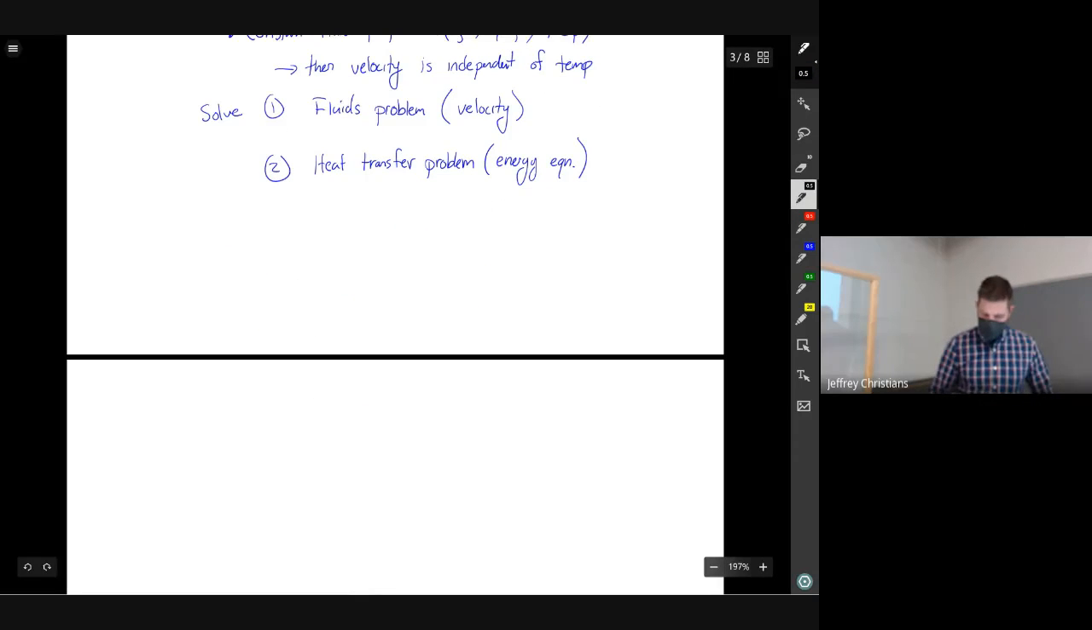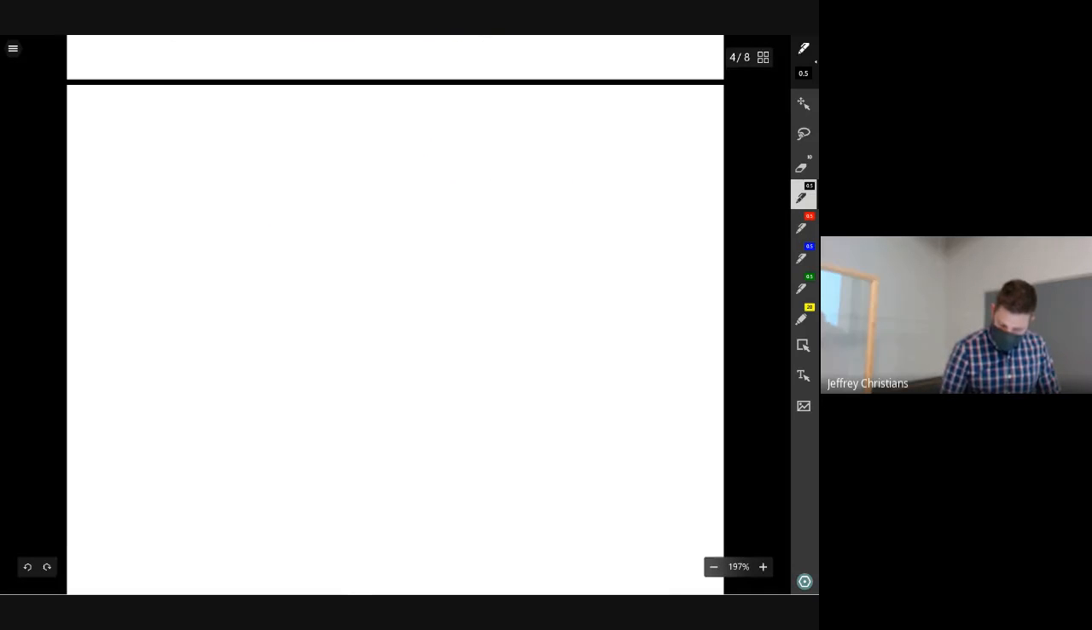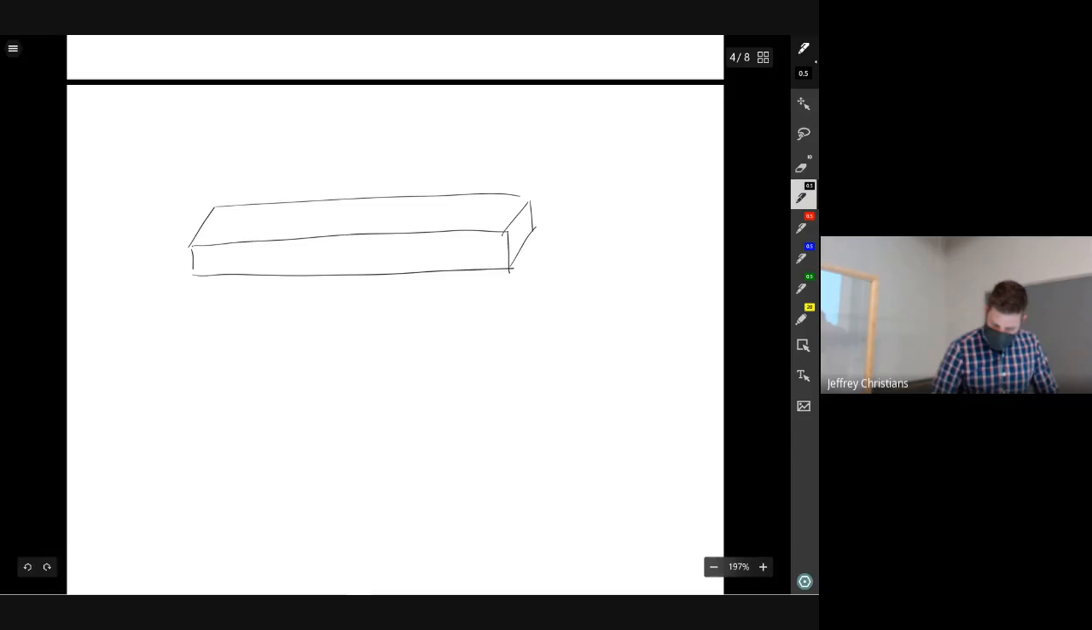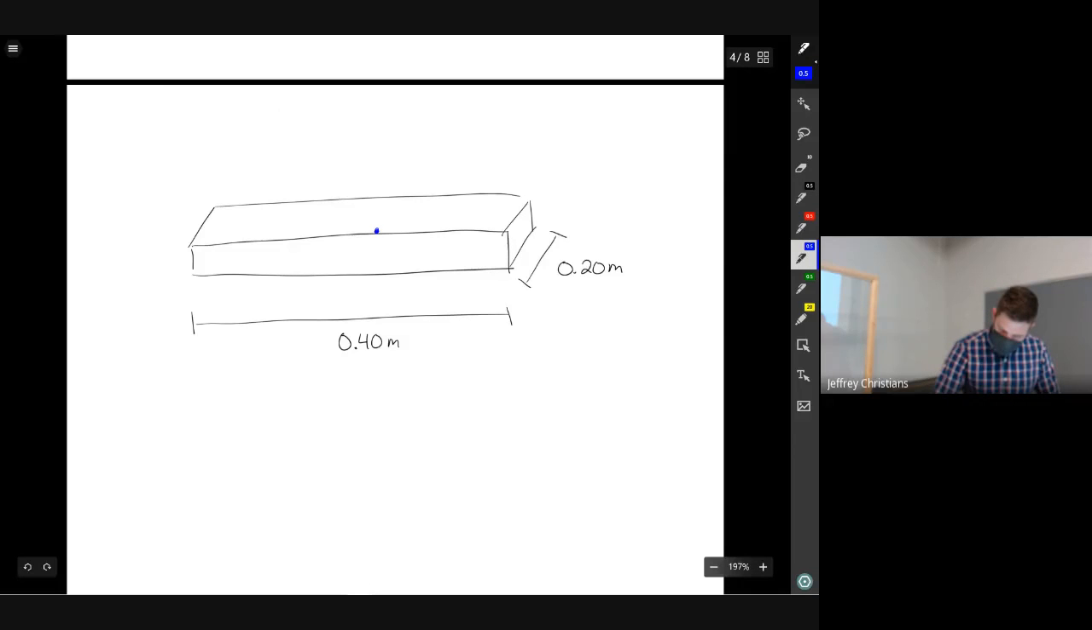Okay, so here's our flat plate. Let's say it looks like this. We'll give it some real dimensions. Let's say it has length of 0.40 meters. The width is 0.20 meters. We know the surface temperature is 230 degrees. And we have air flowing over that top surface.